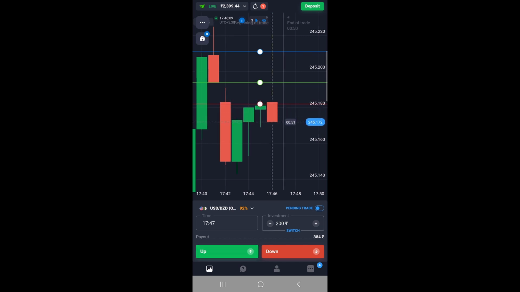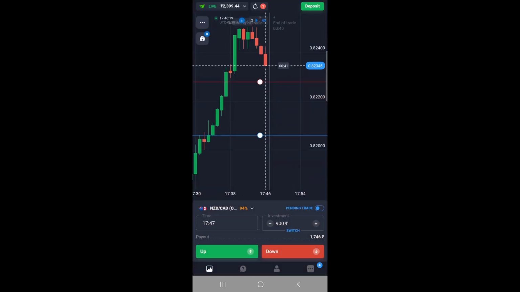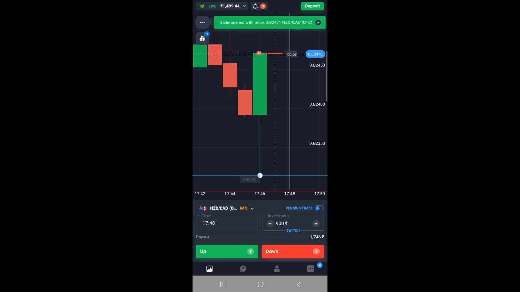Now I will take one more trade in another currency pair. Let me analyze and draw the level. So I will place trade here in downward direction, as I said.